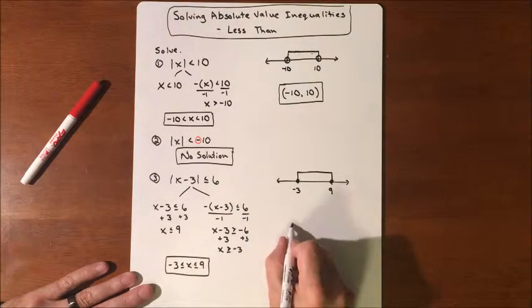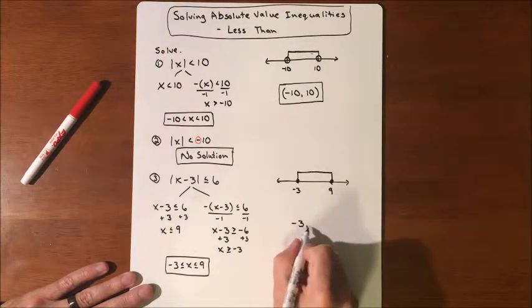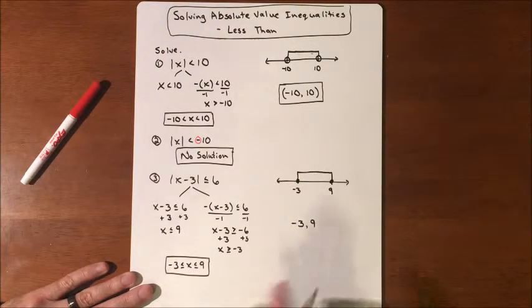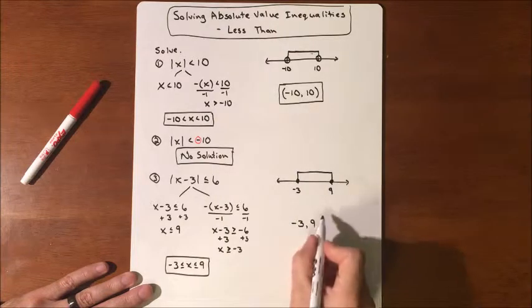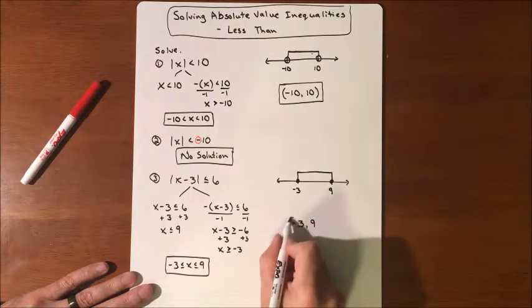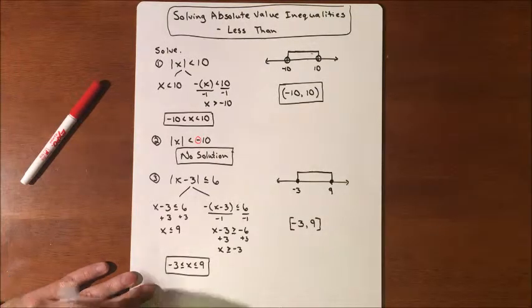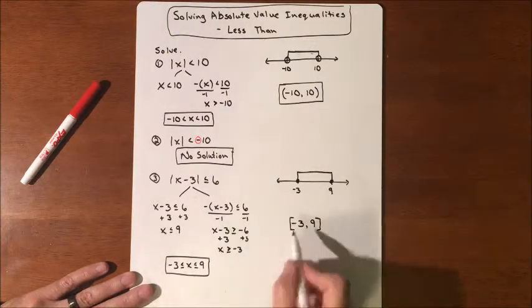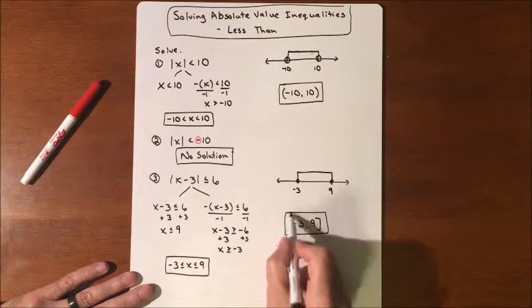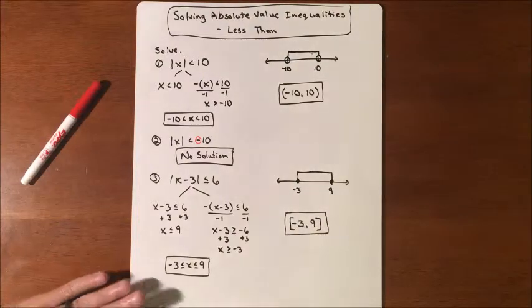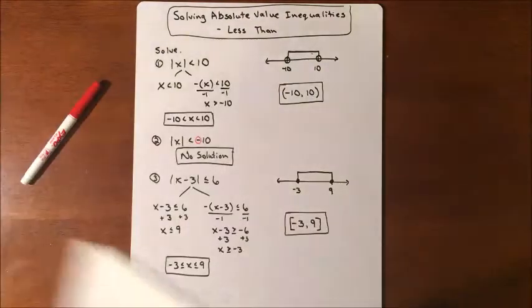And interval notation, we're going to range from -3 to 9, but the difference here is that we're going to include the -3 and the 9. So we use brackets to represent that we're including those values because of the equal signs. So this is interval notation. All right, so let's do another.